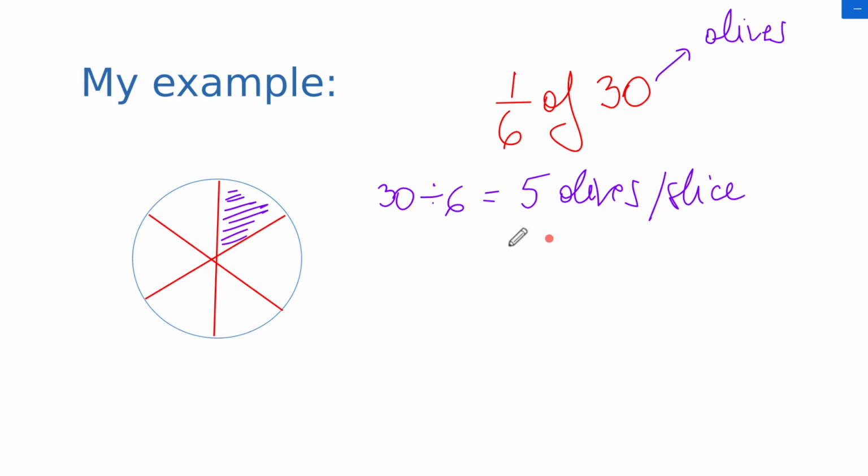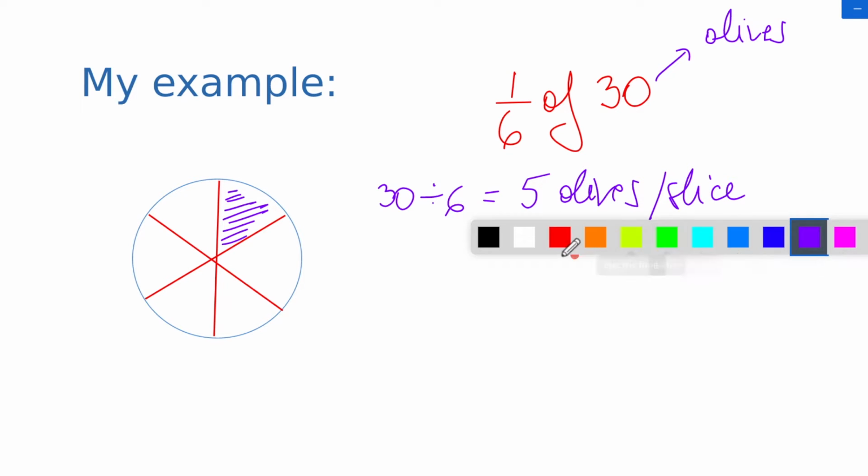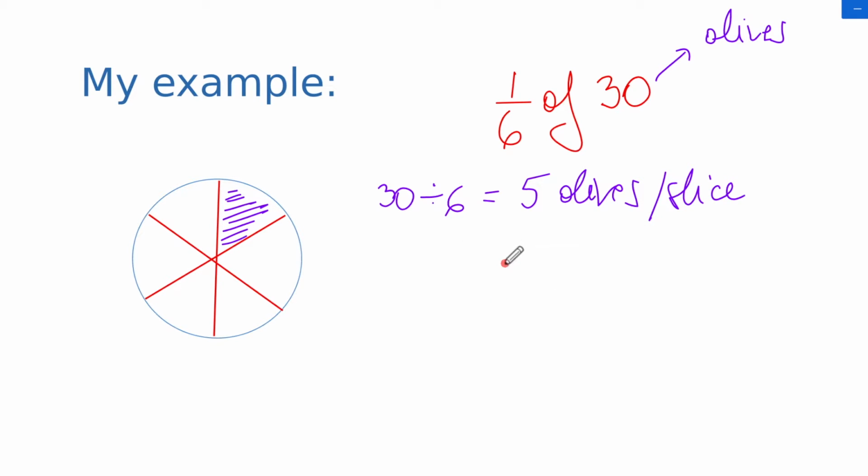Okay, so that gives us 5 olives per slice. Now if someone asks you to calculate, for example, how much is 2 out of 6 of 30, basically they're asking you, if there's 30 olives on a pizza and the pizza is divided into 6 slices, how many olives would you expect to have on 2 slices?